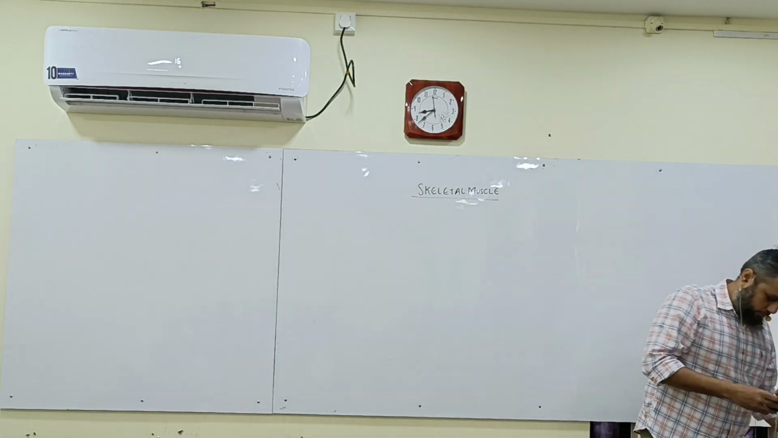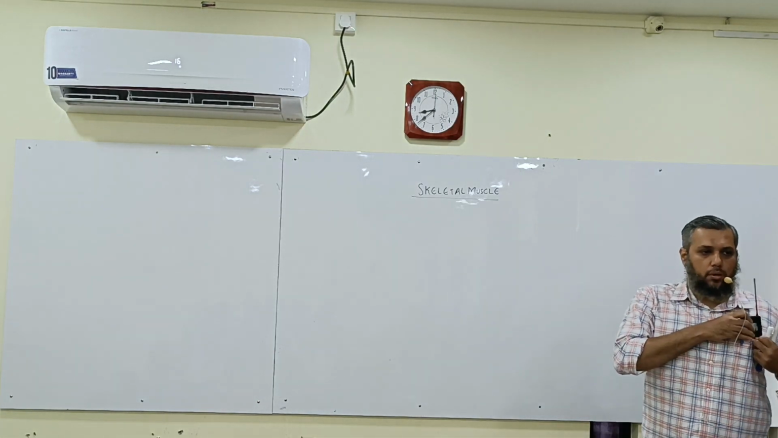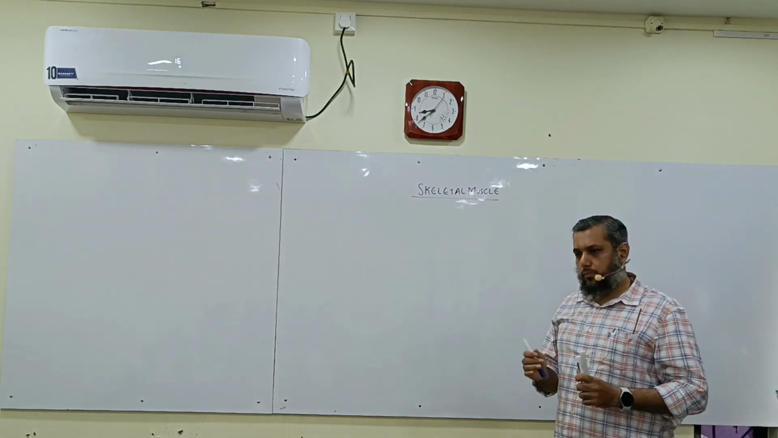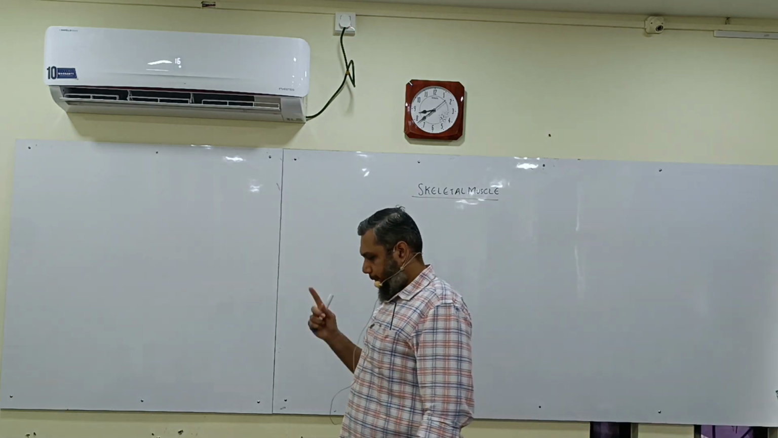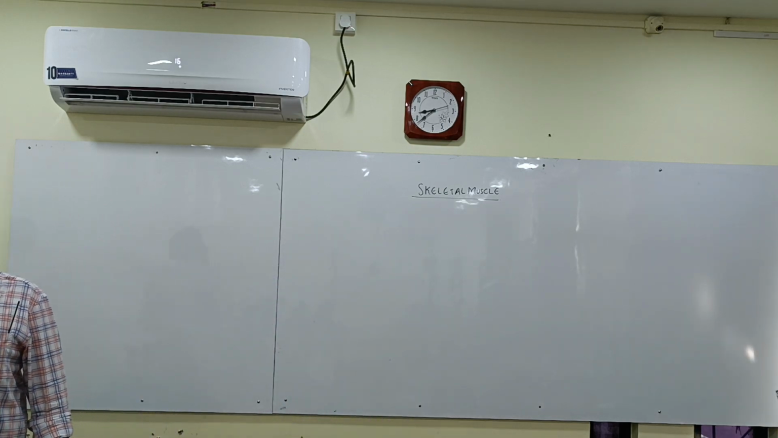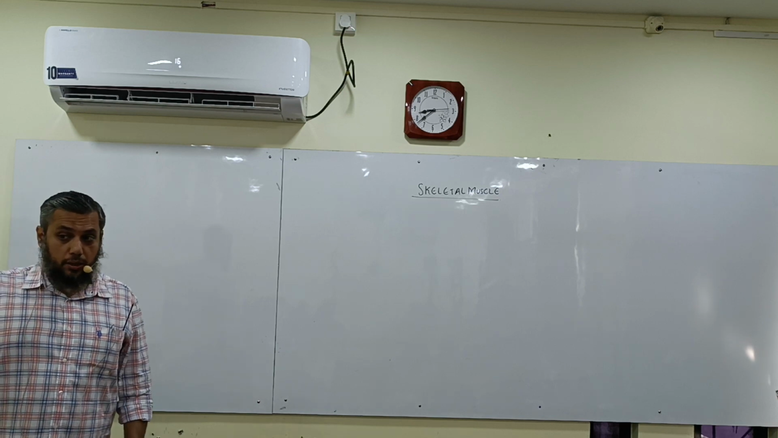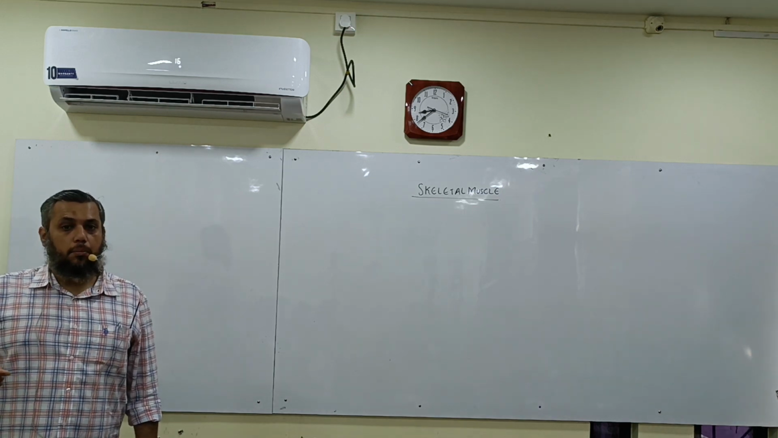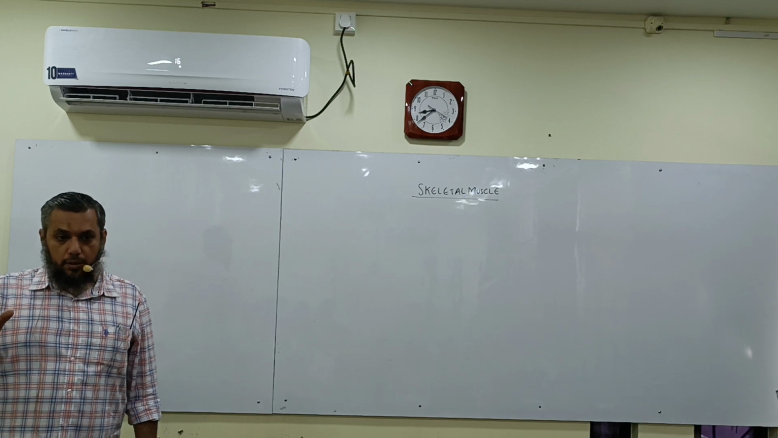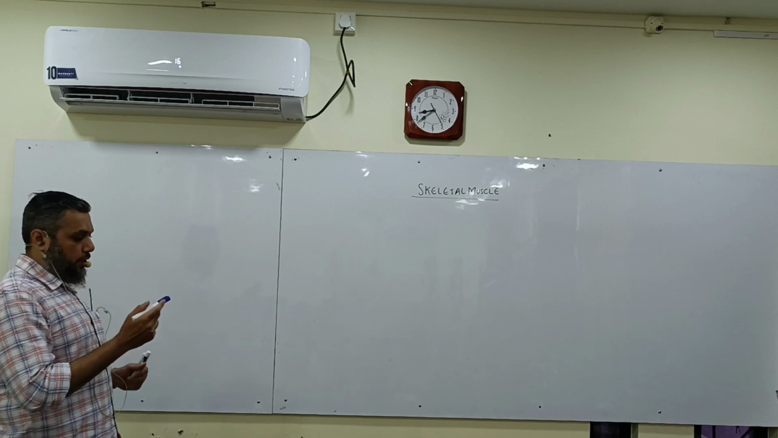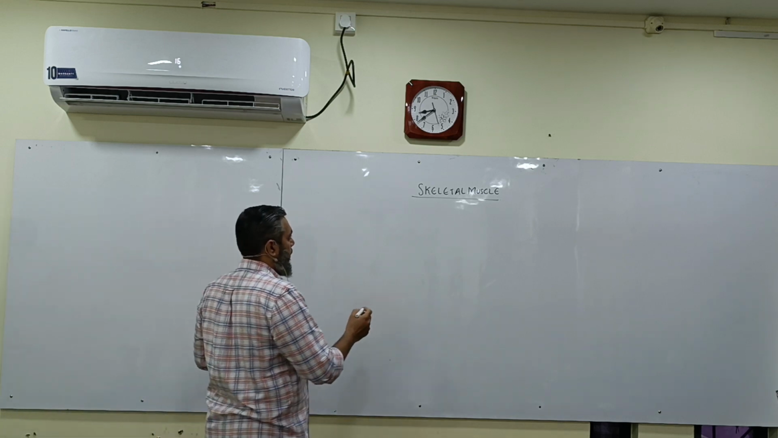Hello. Now, what are the three types of muscles? Skeletal muscles are those muscles which are attached to your bones. Because bones are the levers, muscles are the effort, and the joints are the fulcrum. So let us study which muscle? Skeletal muscle.